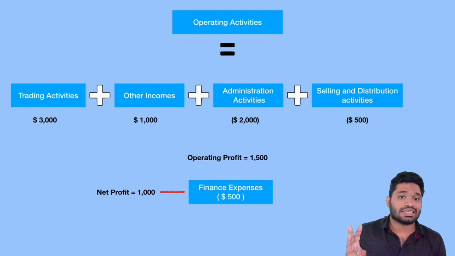So you look at 3 levels of profit. One is the trading profit, the second one is the operating profit, the third one is the net profit. Okay, so here in this organization you have a gross profit of 3,000, which is coming from your trading activities. Then you have operating profit of 1,500, which is coming from all the operating activities. And then after reducing the finance expenses of 500, you have a total profit of $1,000, which is your net profit.